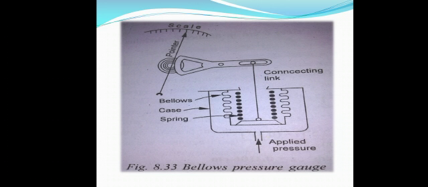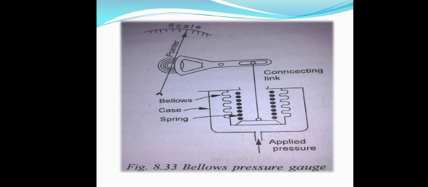So this is the diagram of the Bellow's pressure gauge. Different elements are attached in the Bellow's pressure gauge. First one is the bellows, casing, spring, connecting link, rack and pinion arrangement, pointer and calibrated scale. So this is the construction of the Bellow's pressure gauge, and now the working principle.